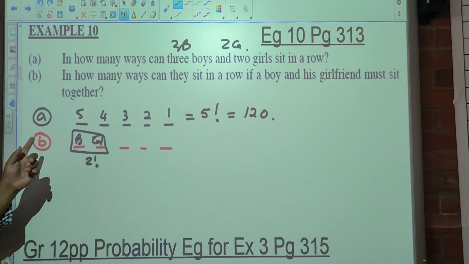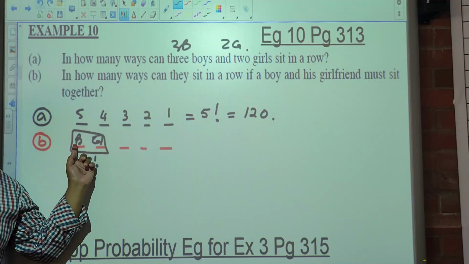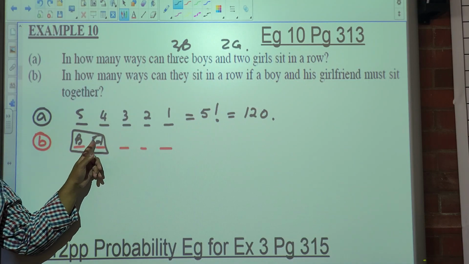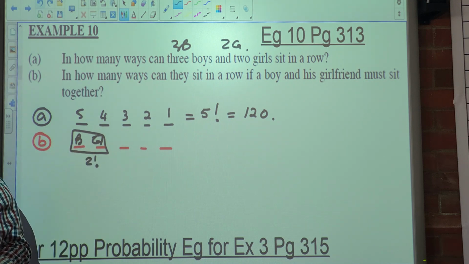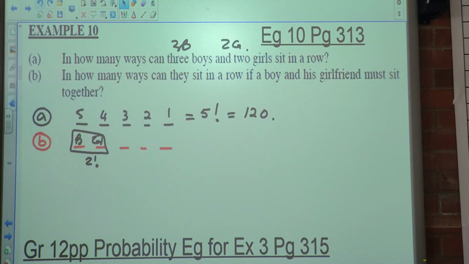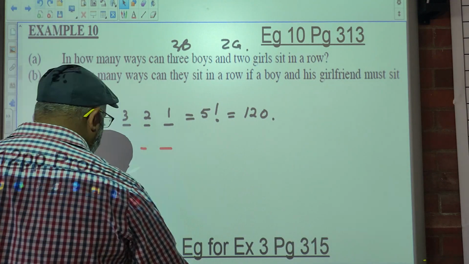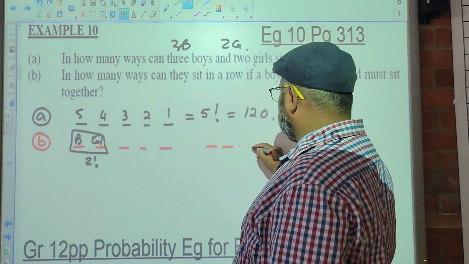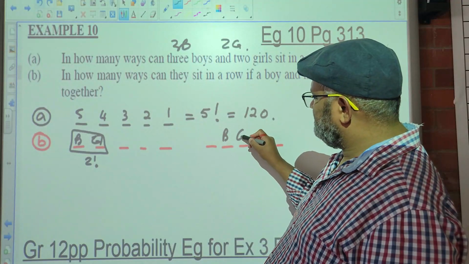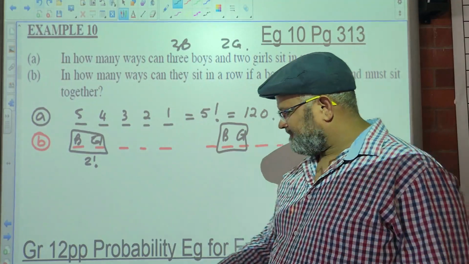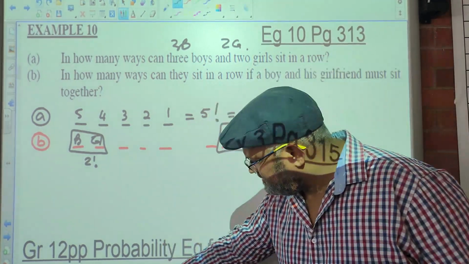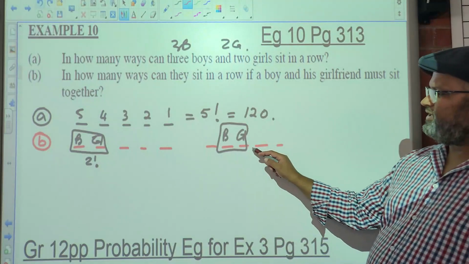Because the boy can sit first or the girl can sit first. So how many options do I have here? 2. Then 1. That is why it's 2 factorial. You all agree with that? But you say, hang on, what's the condition that they need to sit in the first 2 seats? No. So what other option do I have? They have 1, 2, 3, 4, 5. So they can sit here as well. The boy and the girl. We bind them. I say, hang on, they can sit in seat 3 and 4 as well.